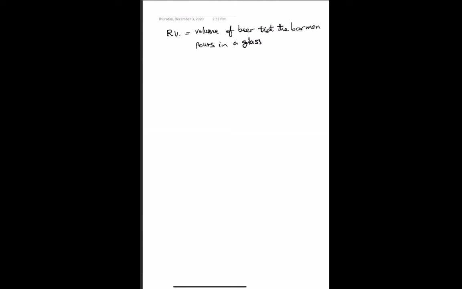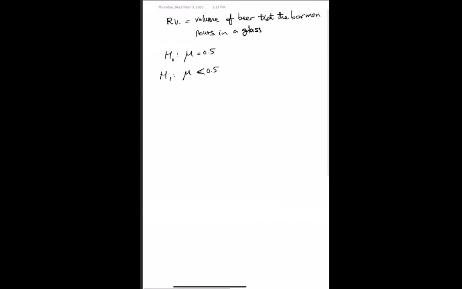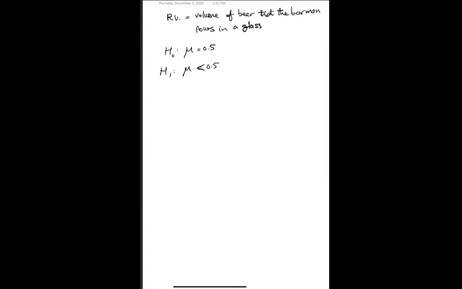And then our null hypothesis is that this average is 0.5, and our alternative hypothesis is that this average is less than 0.5. So the person wants to test our hypothesis that the average of the volume of beer that this barman pours on each glass is 0.5, or no, this barman actually is not pouring enough, so it's less than half a liter.